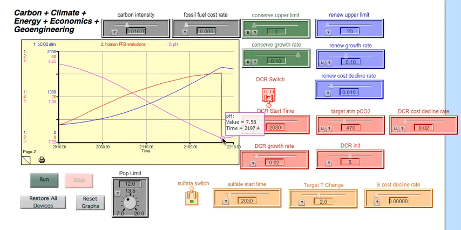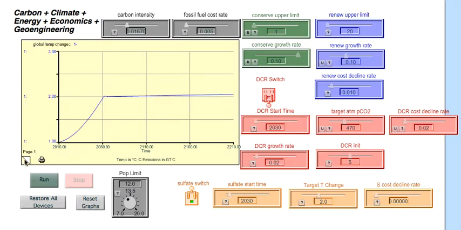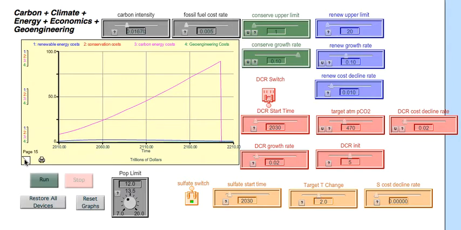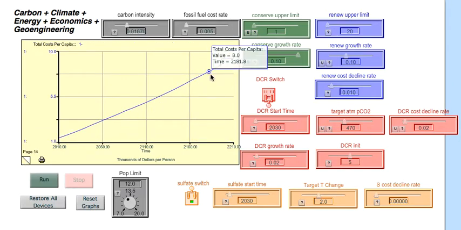The 9 is, what is the total cost per person? That's page 14 of the graph page. Go back to page 14 and see the total costs per capita at the end is about $9,300 per person at the very end. And so that's answer B on the assessment, and that's the answer.